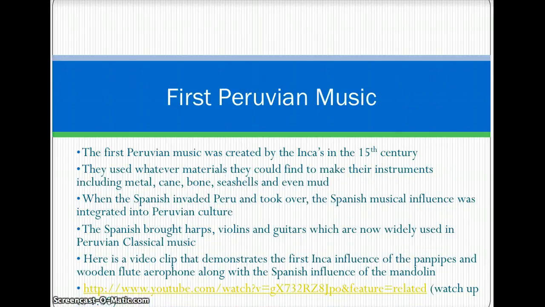So, the first Peruvian music. The first Peruvian music was created by the Incas in the 15th century. They used whatever materials they could find to make their instruments. They used metal if they could find it, cane, bone, seashells, even mud.